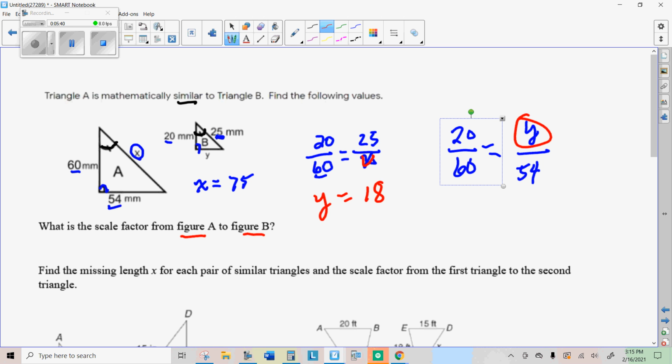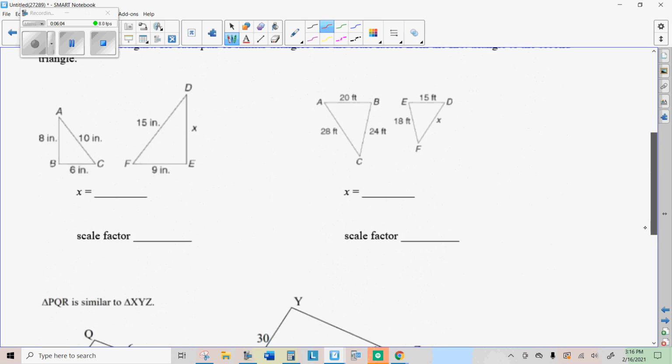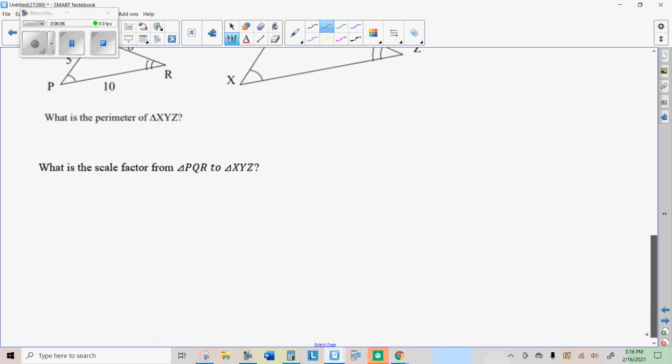And then what is the scale factor from figure A to figure B? Notice it's going from large, A is large, to small. So the number should be less than 1. So I'm going to divide my ratio this way. Now, that is the scale factor, 20 over 60. If you can simplify that, go ahead and do that. 1/3 looks a lot better, right? So I just divided both those by 20 to simplify that. All right, so you can go ahead and do those problems now.